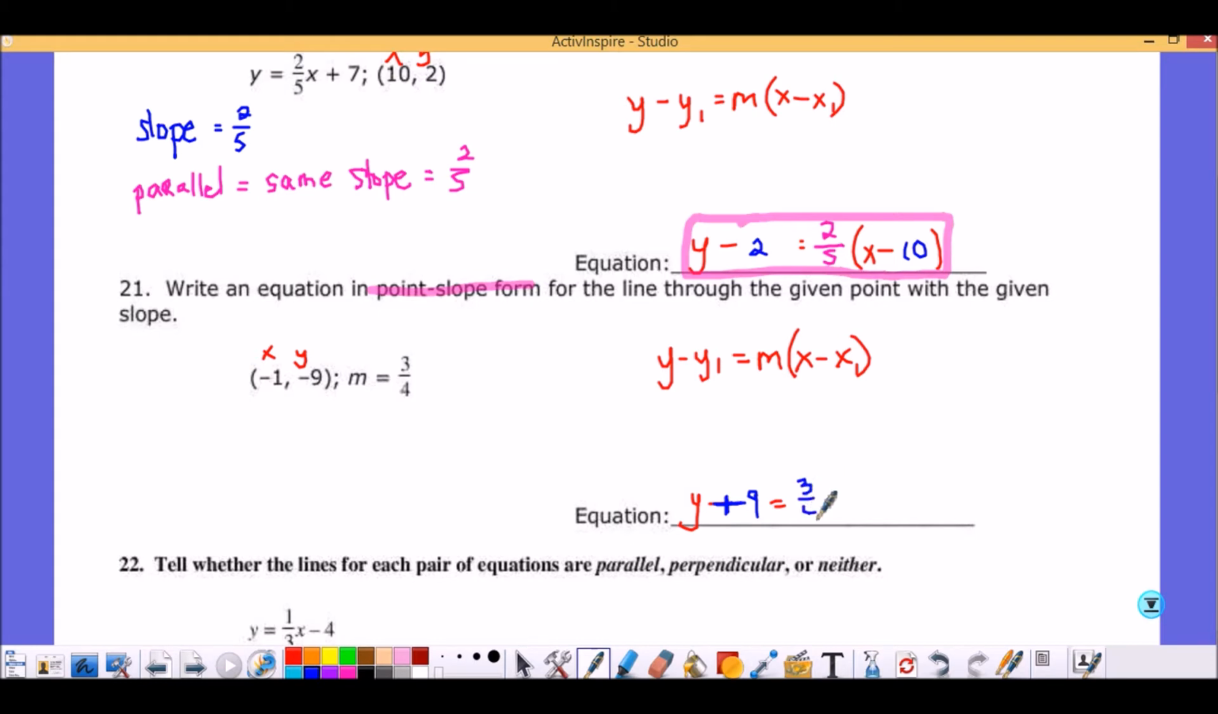And then now I'm going to copy the rest of the problem down, which is times the quantity of x minus, and my x value is -1. But be careful, we don't write it like this in high school. Two negatives become a positive. So now my final answer is y plus 9 equals 3/4 times the quantity of x plus 1.